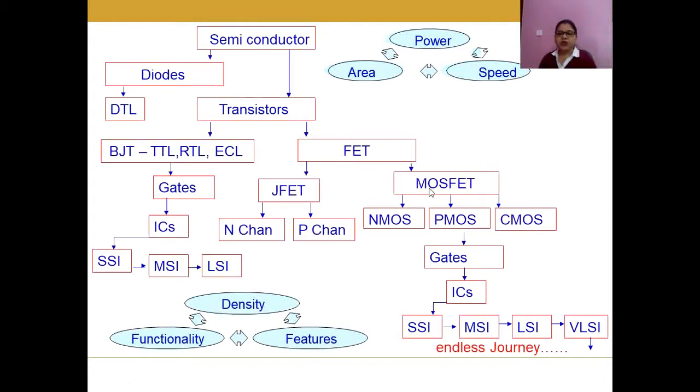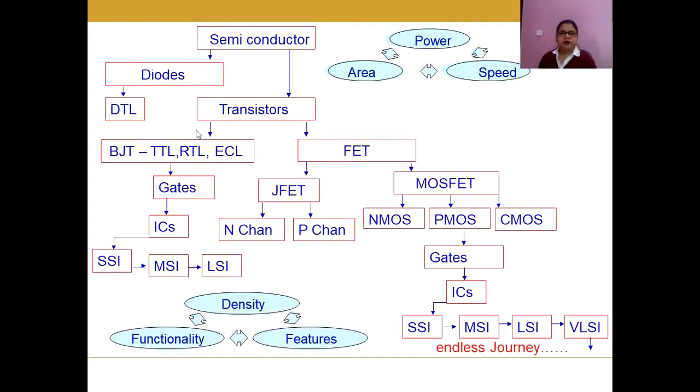Later on we came to the MOSFET, which is now a very widely used and very popular device. The MOSFET is again categorized into NMOS, depending upon what type of conducting channel it has, then the PMOS, and complementary MOS, which is a combination of NMOS and PMOS, named as CMOS. Then we have gates, and from there we built up ICs, and in an IC we have earlier discussed that there are a number of integration levels: SSI, MSI, LSI, then VLSI. Now we are into ULSI or SLSI, and this is an endless journey.